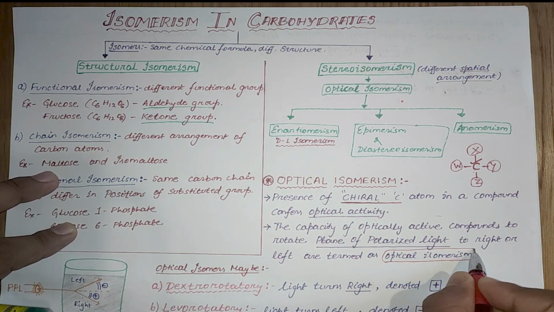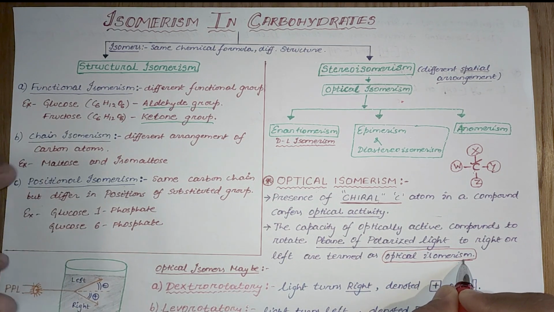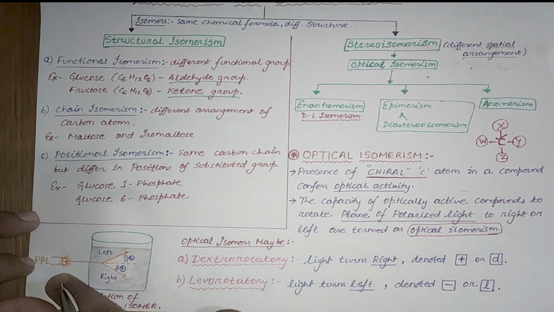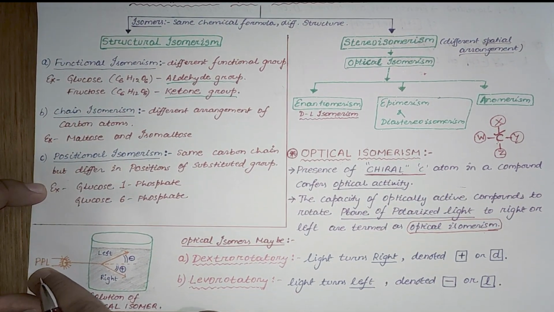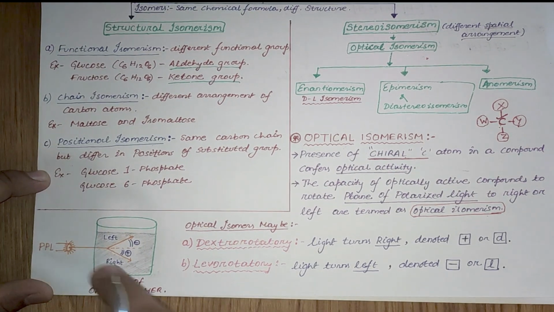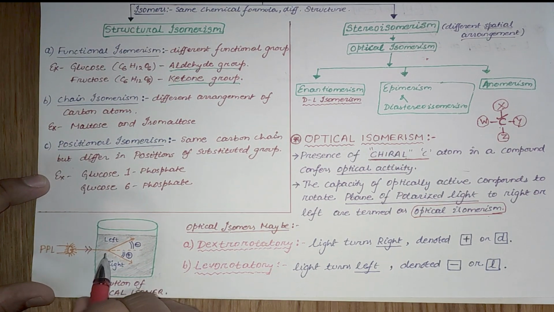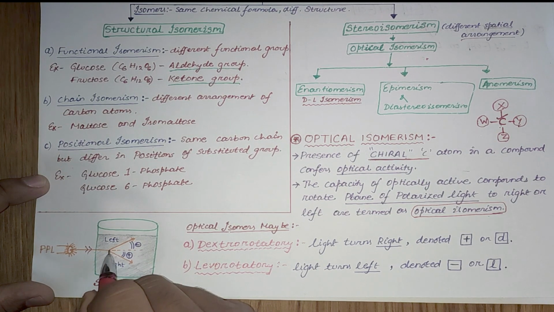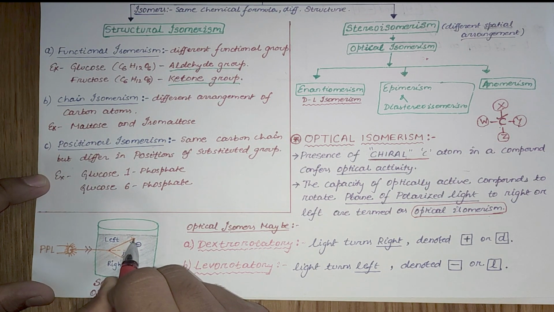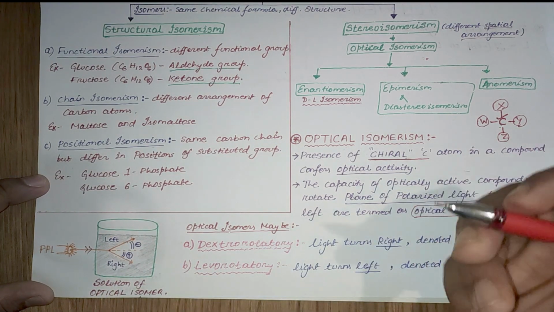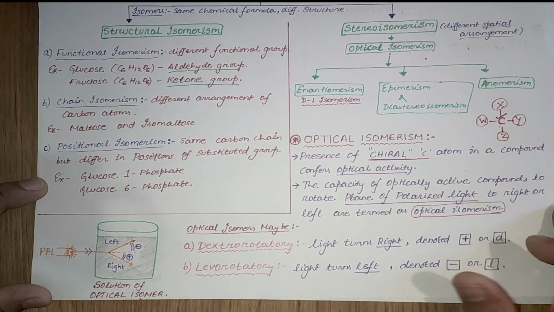If a beam of plane polarized light is passed through a solution of an optically active compound, this is the beam that is passed through the solution of the optical isomer. If it rotates the plane polarized light towards the right or towards the left, then we can say these two structures are optical isomers.